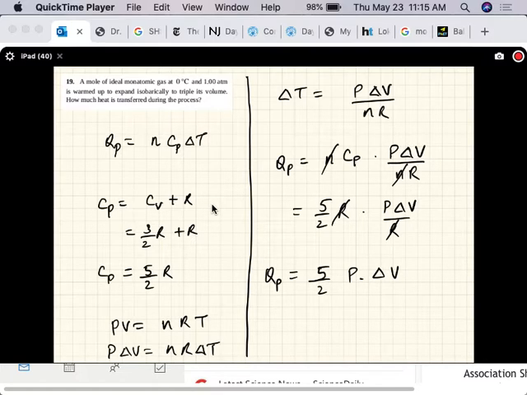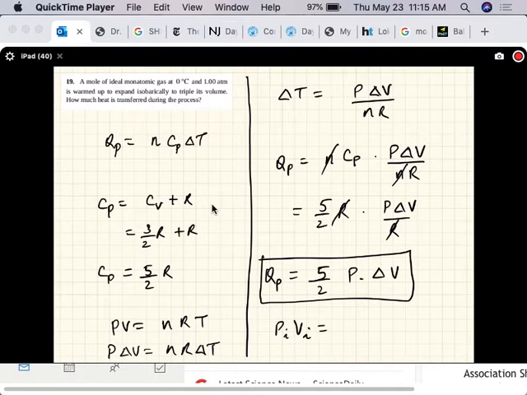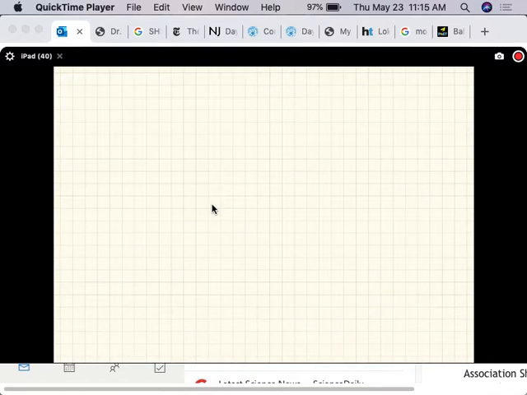Oh, triple its volume. So we'll have to find the initial volume. So 5/2, now let me find the initial volume. So that's the expression, but we're not done yet. P initial V initial equal to nR T initial. So initial volume is nR T initial over P initial.